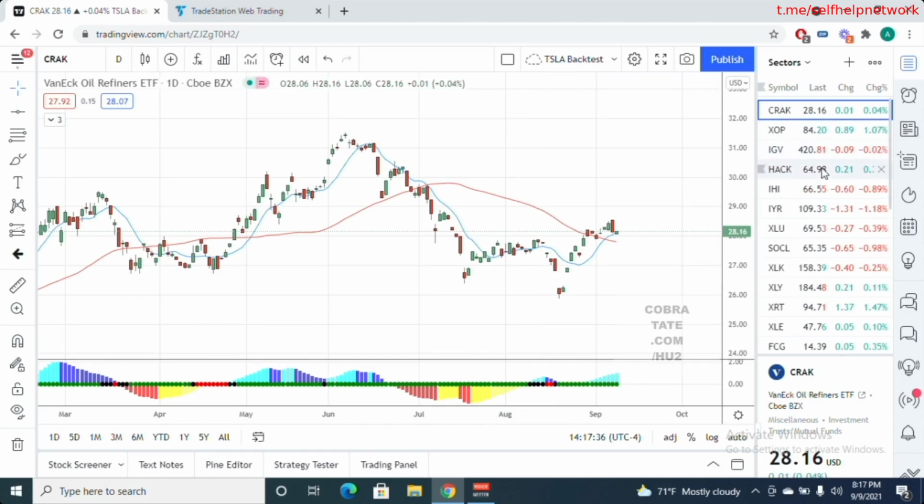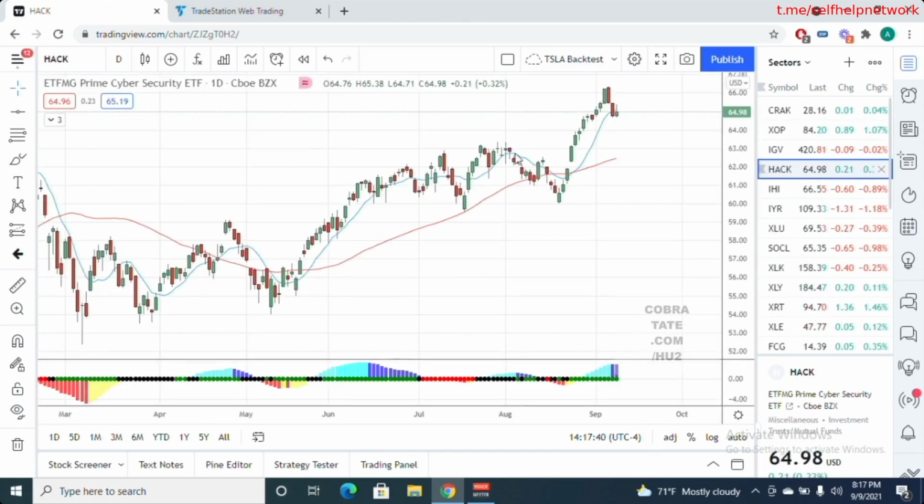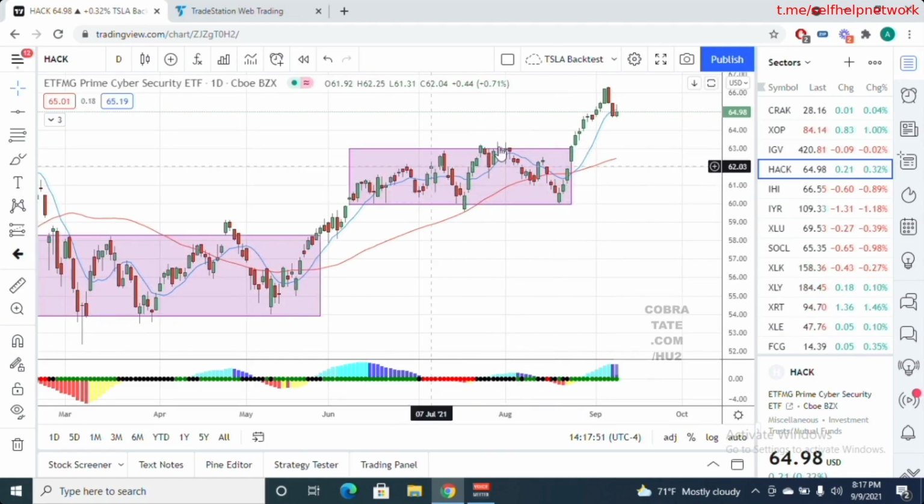Let's look at hack. See, beautiful box here. Beautiful box between 63 and 60. I already have drawn the box. That broke out on 24th August, and look at this. Now we're creating the first higher high.